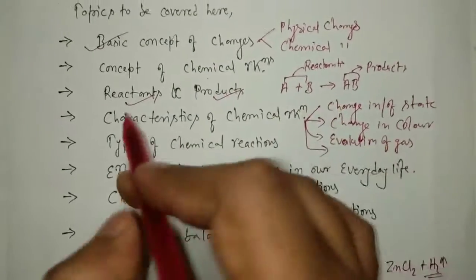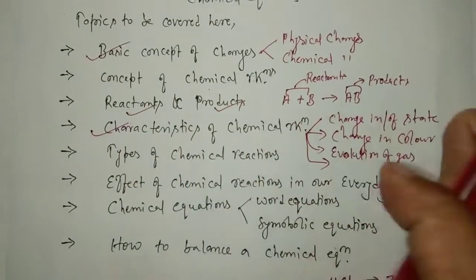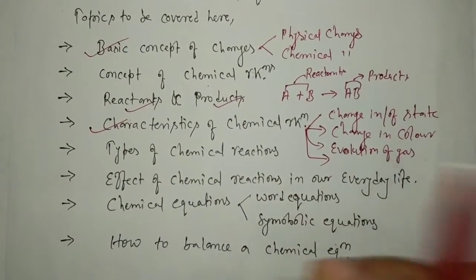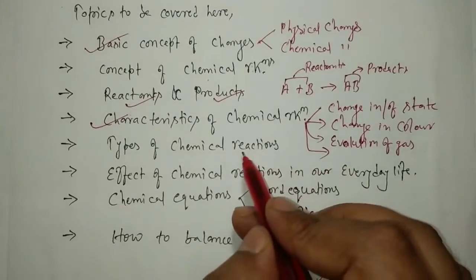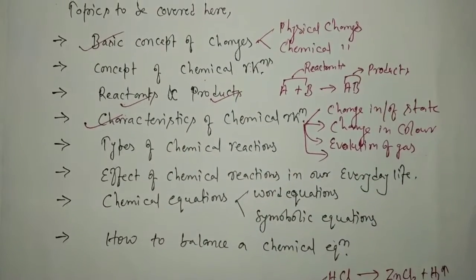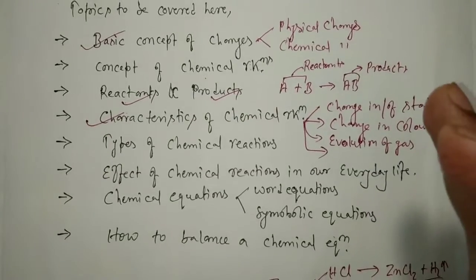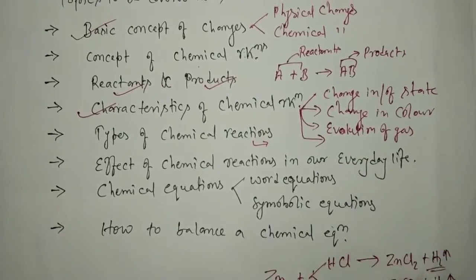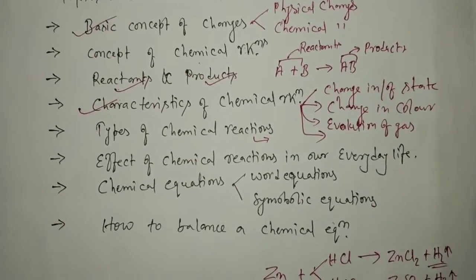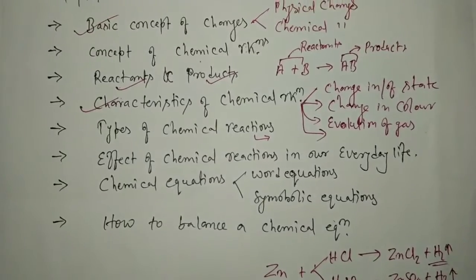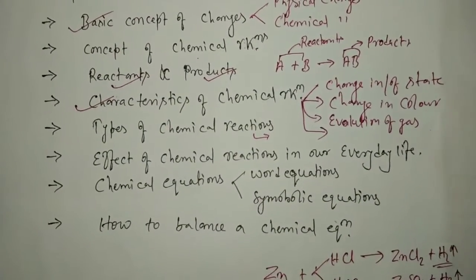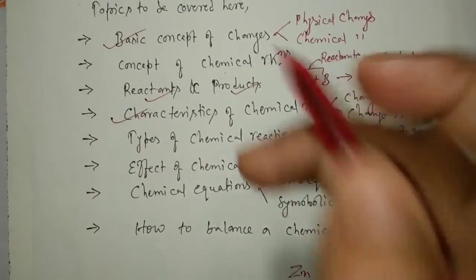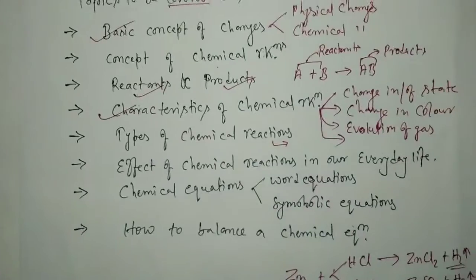After discussing the characteristics of chemical reactions, we will discuss each and every type of chemical reaction: combination reaction, its opposite, decomposition reaction, then displacement reaction, double displacement reaction, precipitation reaction, neutralization reaction, oxidation, reduction, and redox reaction. These are the different types of reactions that we will cover in this chapter.